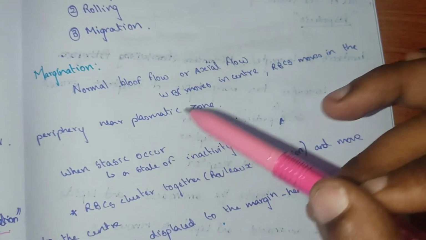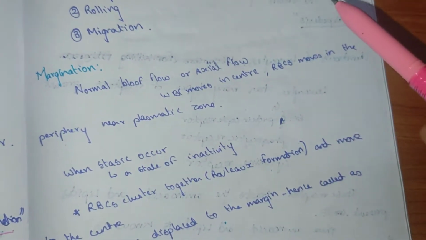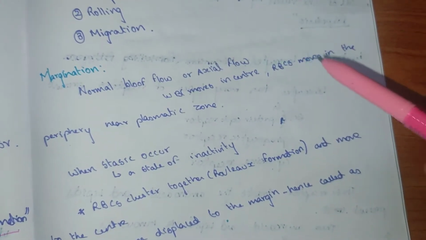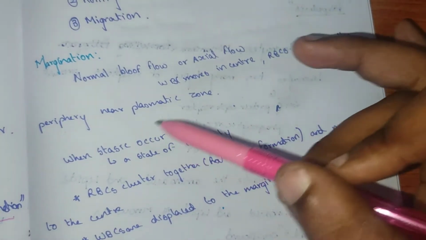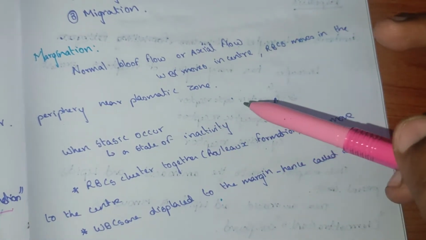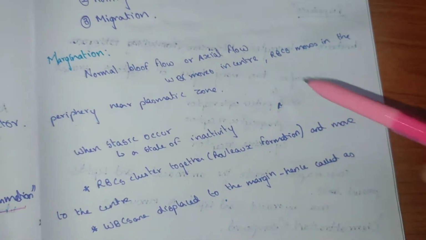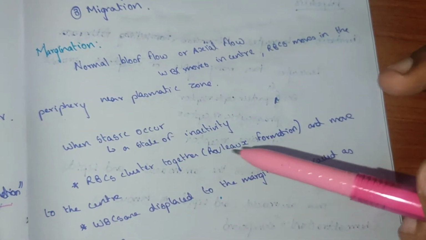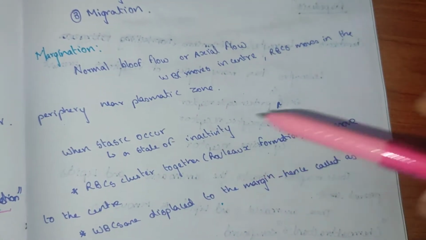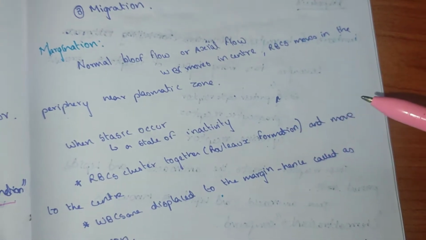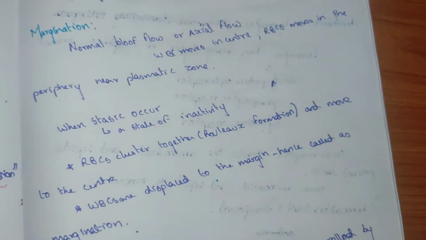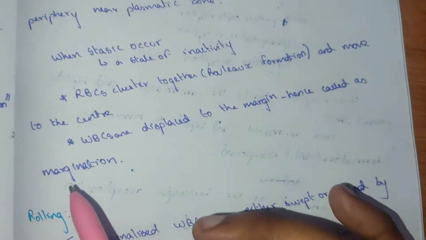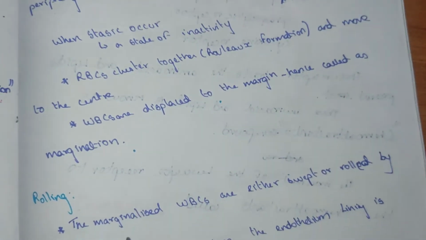When stasis occurs, the WBCs move to the periphery, in the margin, and the RBCs are clustered together, which is known as rouleaux formation, and move at the center. The WBC is displaced to the margin, hence this is known as margination.